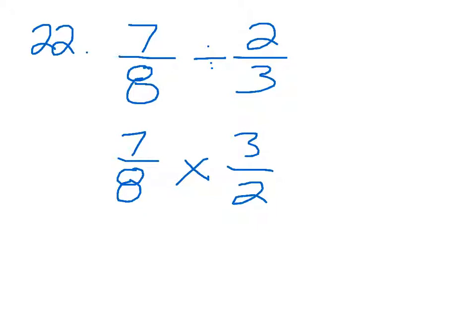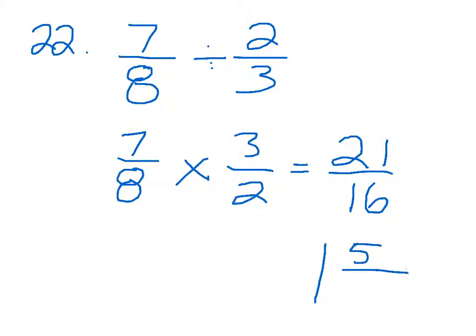We're going to look for common factors, then multiply straight across. There are no common factors here. 7 won't go into 2, 3 and 8 don't share any common factors. So we're just going to multiply straight across and see what we get. 7 times 3, 21. 8 times 2, 16. Now this is an improper fraction, so we got to turn that back into a mixed number. 16 will go into 21 one time with a remainder of 5, and the fraction we're dealing with is 16ths. So the answer is 1 and 5/16.